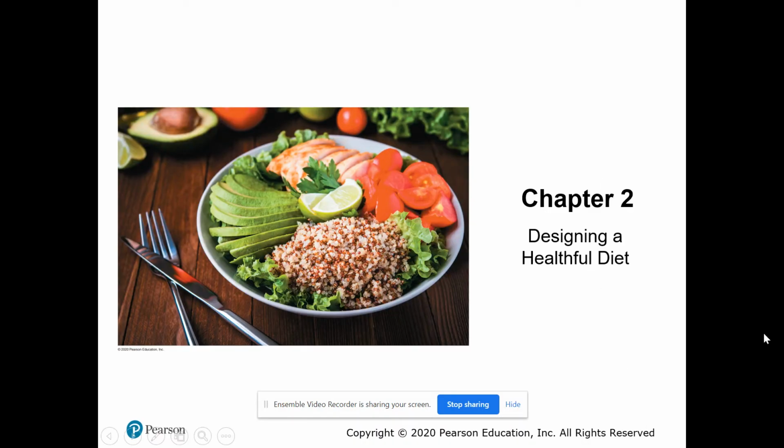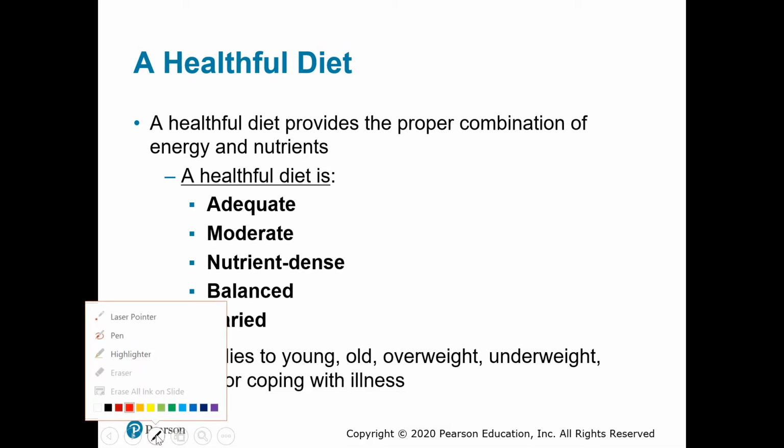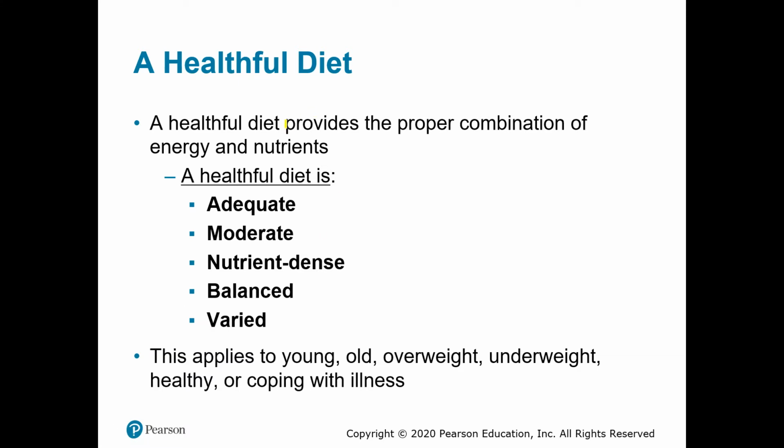So in Chapter 2, we're really going to talk about what it means to eat a healthy or a healthful diet. So let's give some definition to healthful or healthy diet. A healthful diet is a diet that provides the proper combination of energy and nutrients. You'll remember from Chapter 1, energy meaning calories and nutrients meaning the various compounds we find in food that we know to be essential for growth of the human body as well as overall function. So a healthy diet provides an appropriate amount of both calories and nutrients.